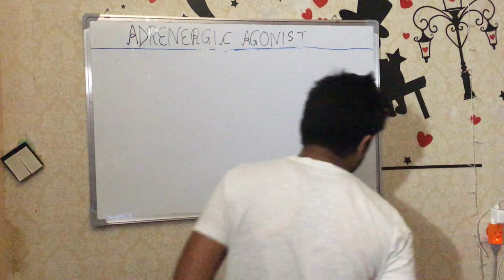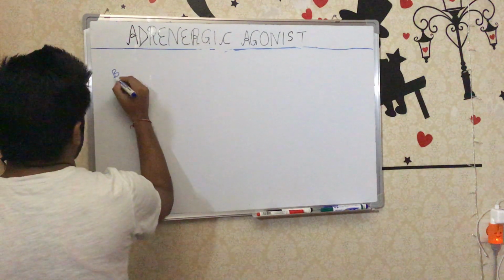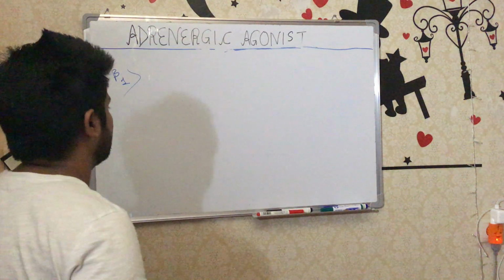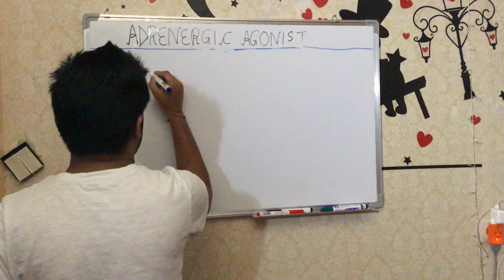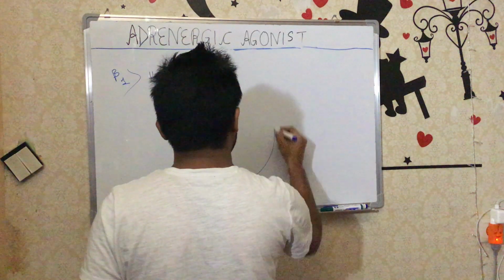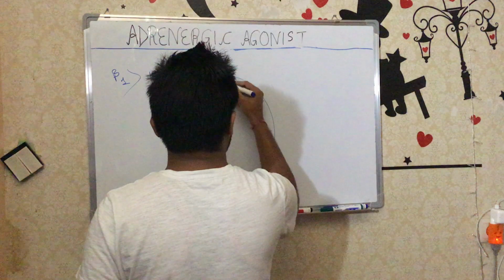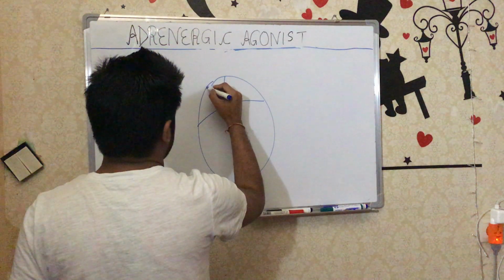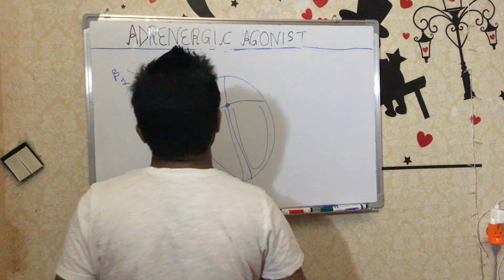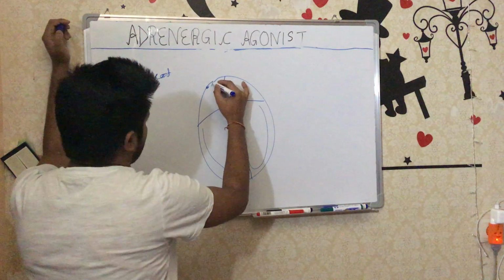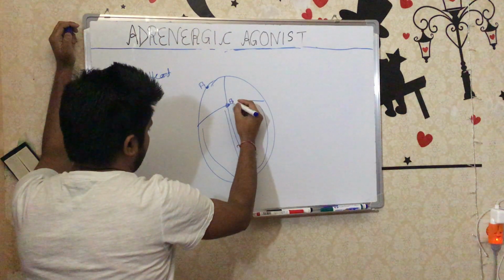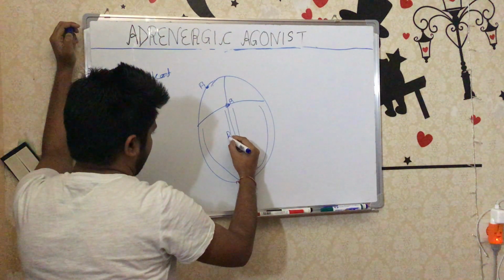beta 1. Beta 1, as I said, is found in the kidney and heart. So let's take the heart. Here is the SA node, AV node, and the Purkinje fiber. So beta 1 is located in the SA node, AV node, and Purkinje fiber.